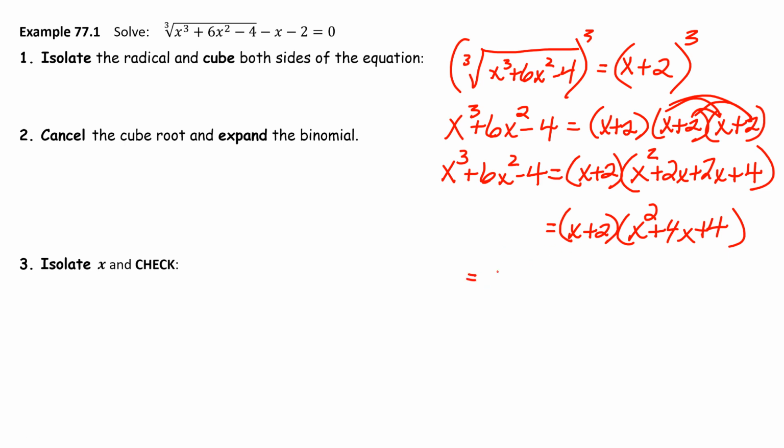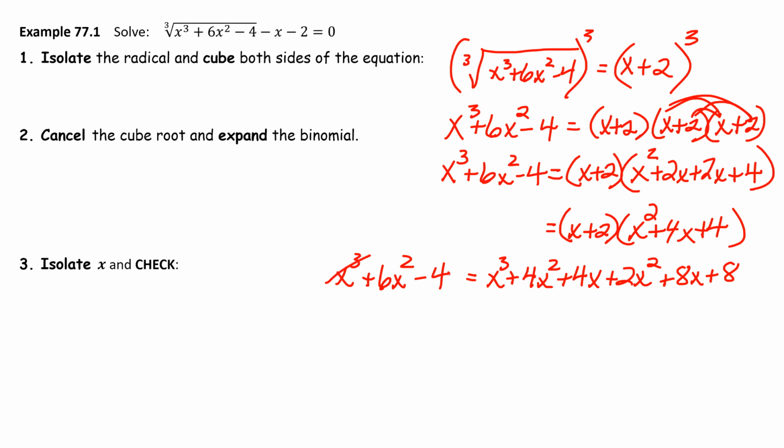So x times x squared is x cubed. X times 4x is 4x squared. X times 4 is 4x. 2 times x squared is 2x squared. 2 times 4x is 8x. And 2 times 4 is 8. So that's the right side of your equation. The left side of your equation still looks like this.